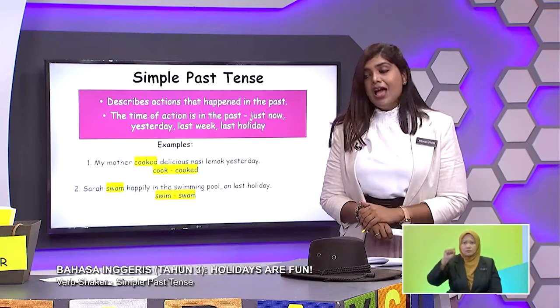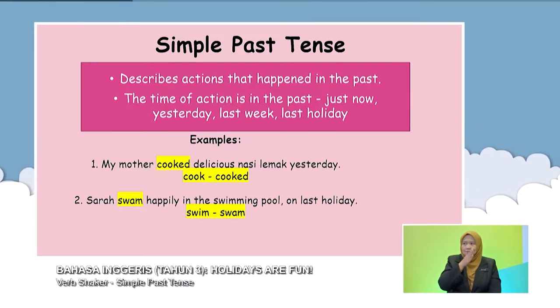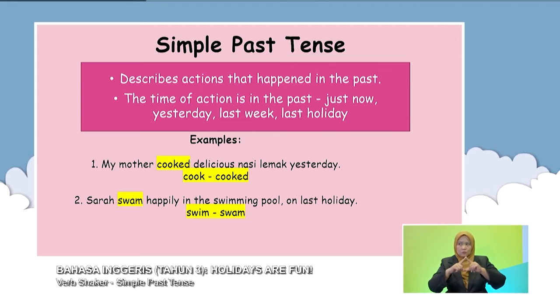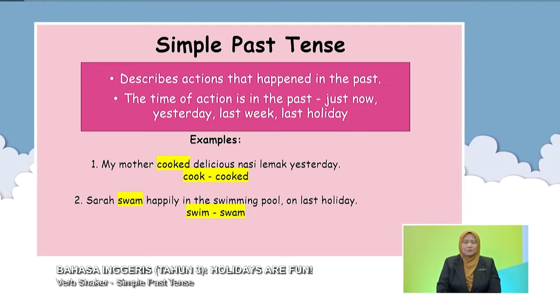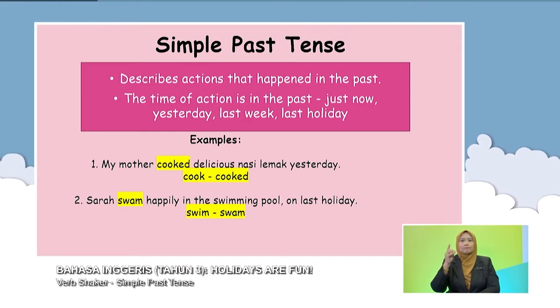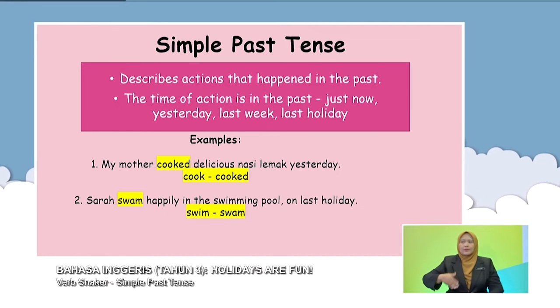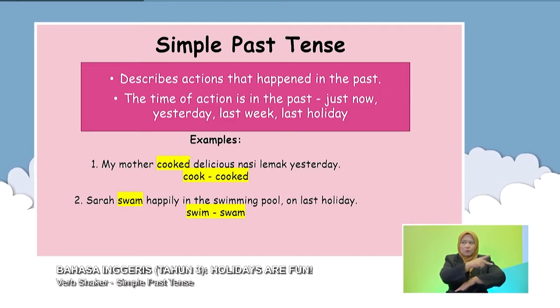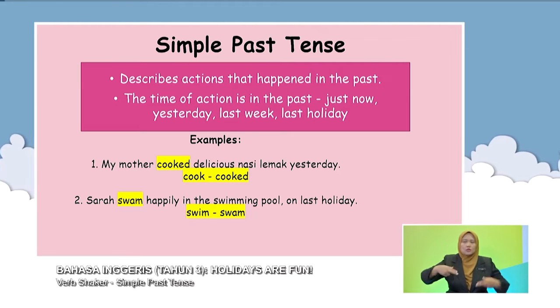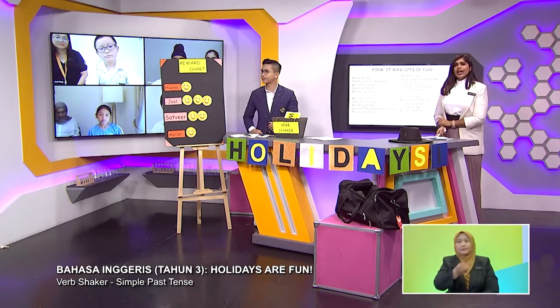Examples. Number 1. My mother cooked delicious nasi lemak yesterday. The past tense word used here is cooked. It comes from the word cook. Cook, add ed and it becomes cooked. Let's look at the second sentence. Sarah swam happily in the swimming pool on last holiday. Swim becomes swam because Sarah swam in the pool last holiday. So the past tense for swim is swam.